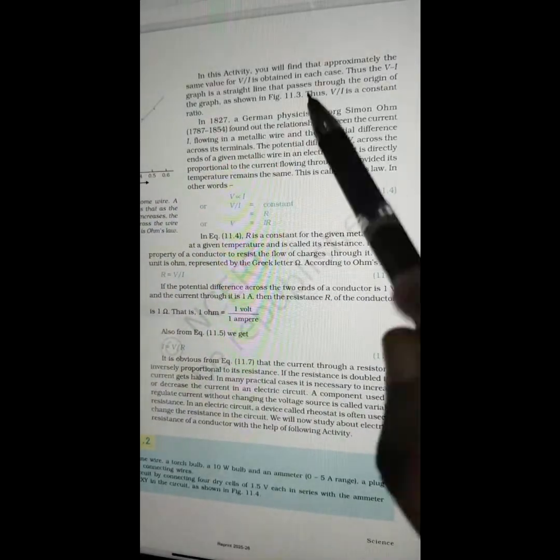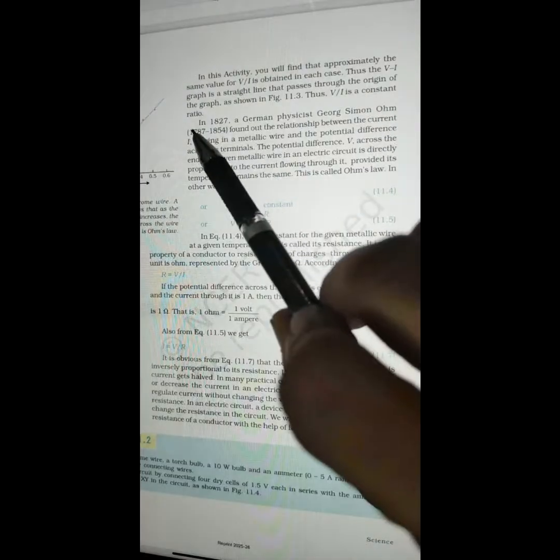In this activity, you will find that approximately the same value for V by I is obtained in each case. Thus, the V-I graph is a straight line that passes through the origin of the graph, as shown in figure 11.3, this one. Thus, V by I is a constant ratio.